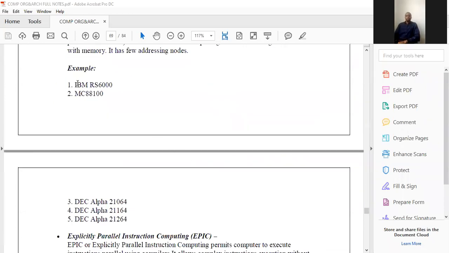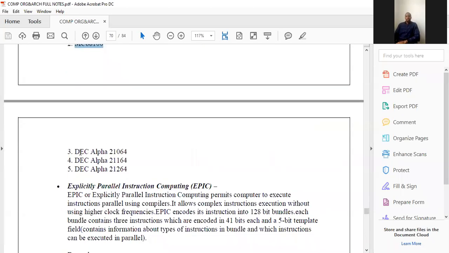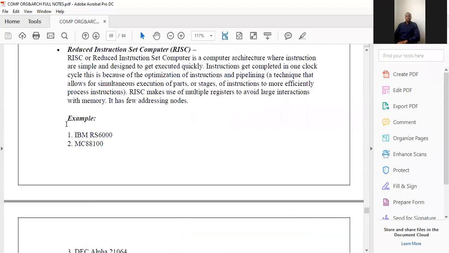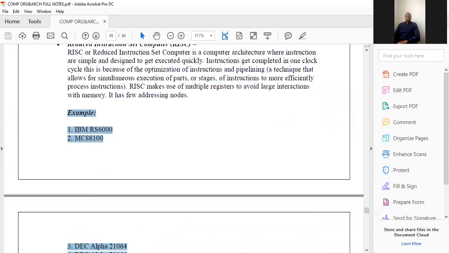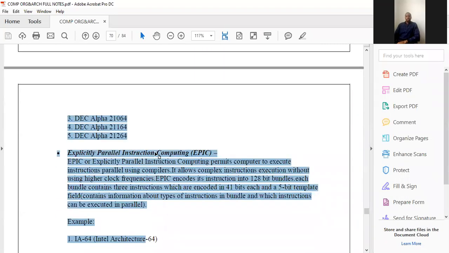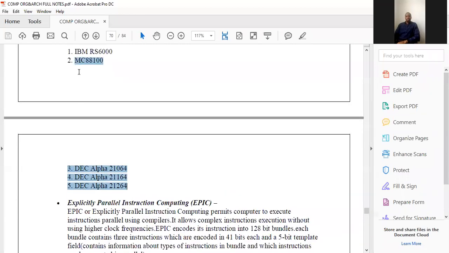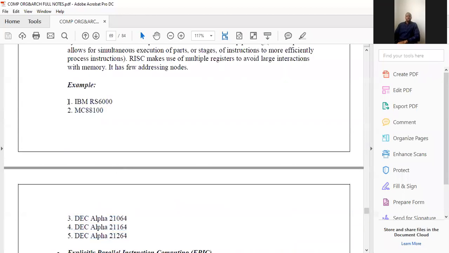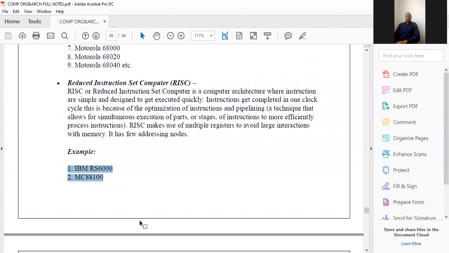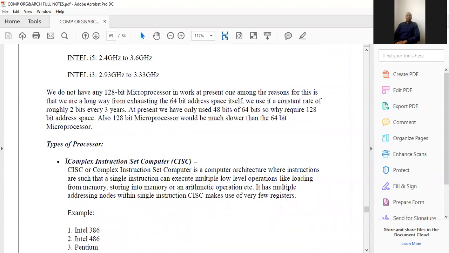Okay? Examples are IBM, International Business Machines, IBM RS6000, MC88100, DEC Alpha, and all these DEC Alpha models. So these are examples. You're going to go to the notes and check them. I don't have to really talk about the examples so much, okay? So go check these particular examples of processors.